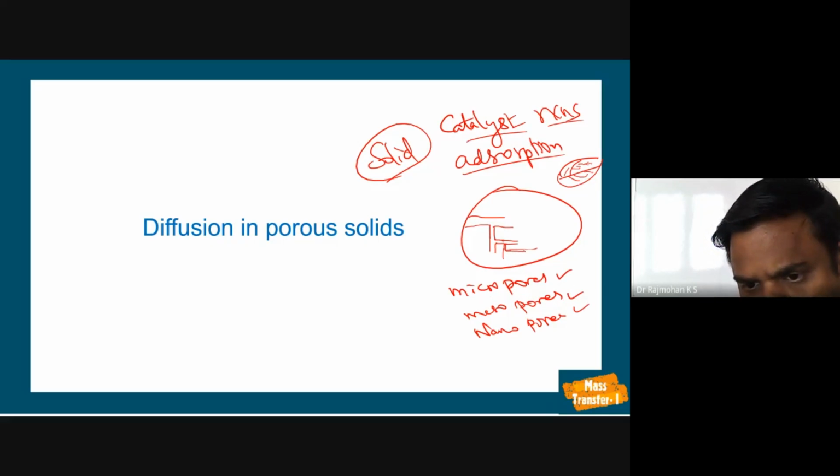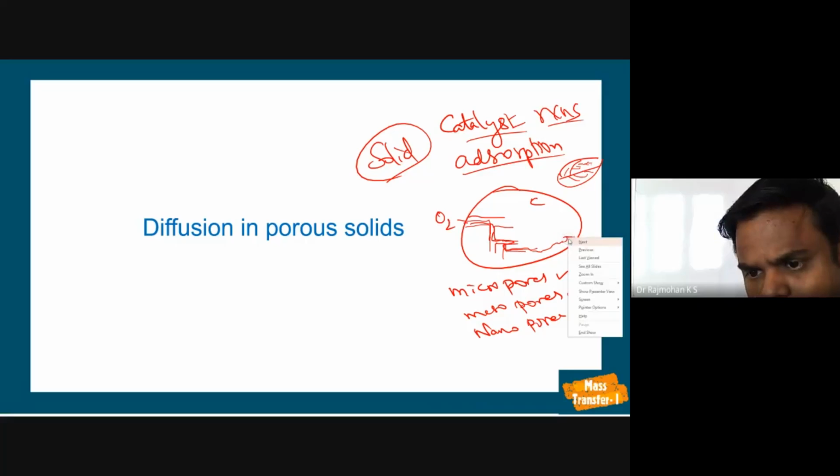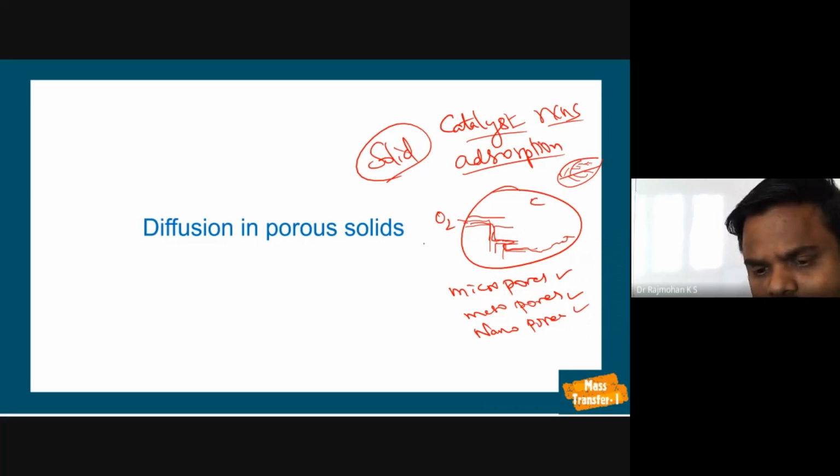If oxygen is there, if this is my reactant, let me say some C, what will happen, this oxygen will be diffusing through this, it will go through this small pore. Even the smallest pore, it has to reach there, and there it will get adsorbed. First this oxygen will get adsorbed on the surface, the reaction will take place, then desorption will take place, then the product formed will be returning back through the pore to the bulk, right? So this is what we consider for counter diffusion within the pores, right?